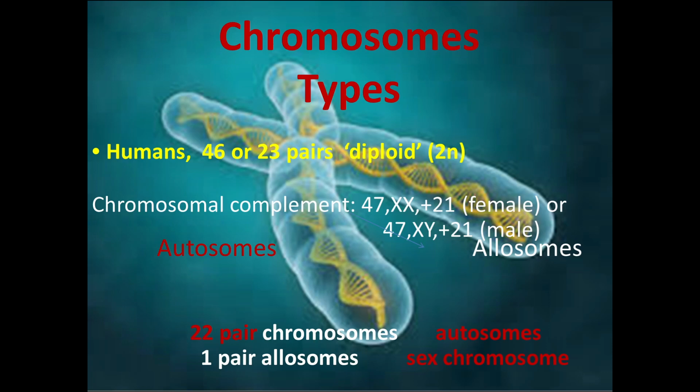If we take the chromosomal complement of a female as 47XX plus 21, it may be due to a chromosomal disorder, and in males also 47XY plus 21 may be due to a chromosomal disorder like Down syndrome. Naturally, allosomes are meant for sex chromosomes, and autosomes are responsible for growth and physiological functions of the body.